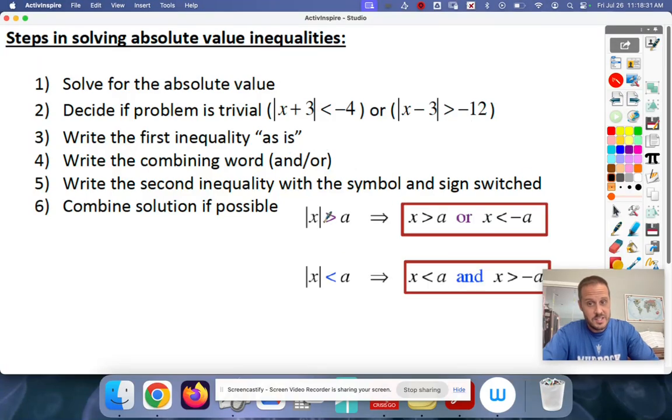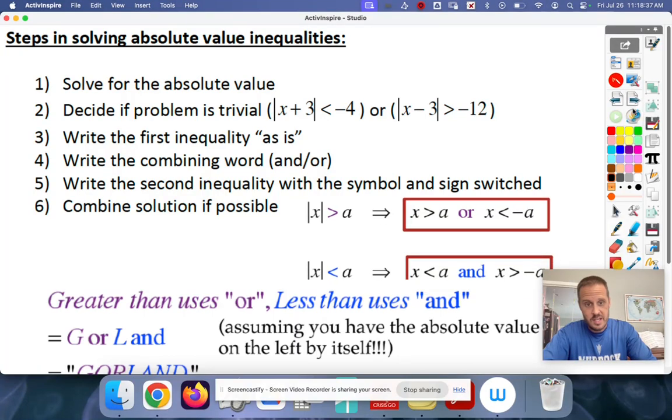I would even say if it's an and, just write it as one group. So when it's greater, it's an or. When it's less than, it's an and. Once you have the absolute value by itself, greater than is or, less than is and. G or L, or whatever you want to remember it with.